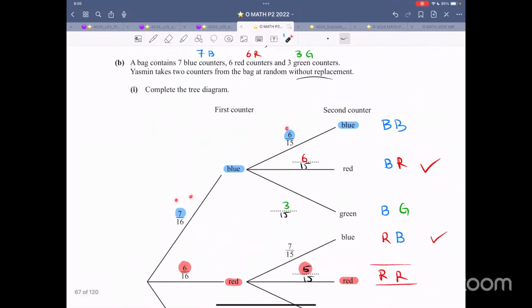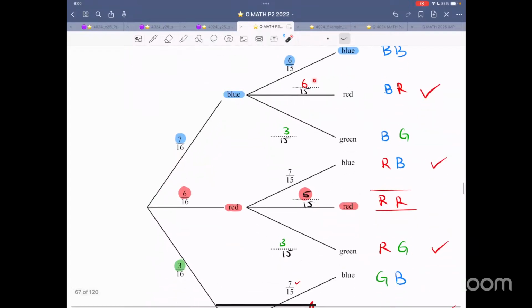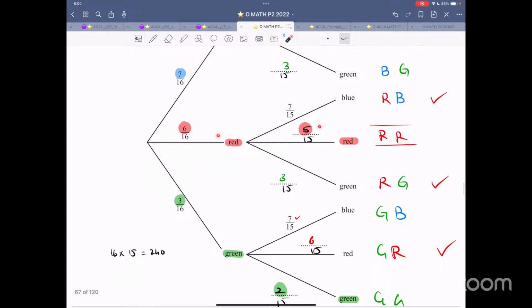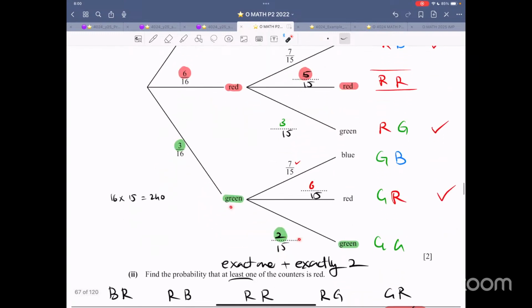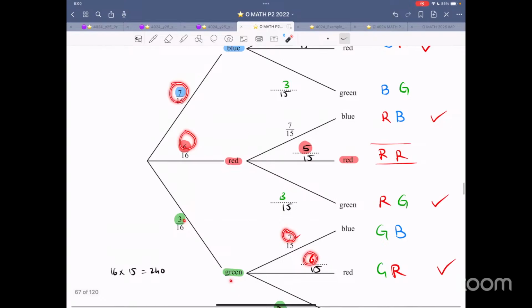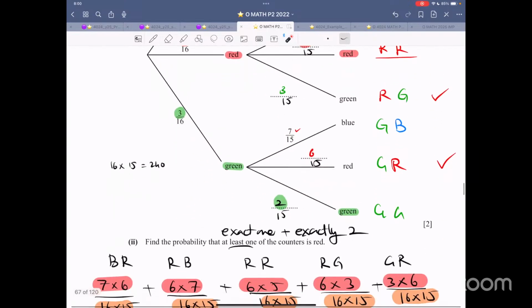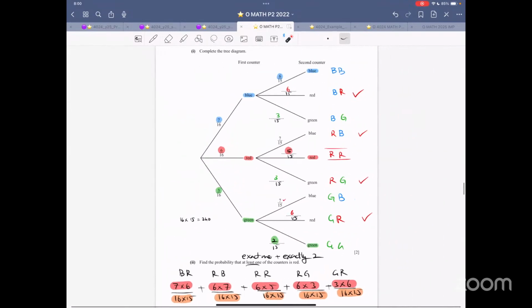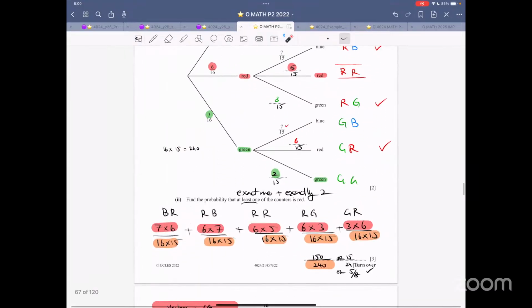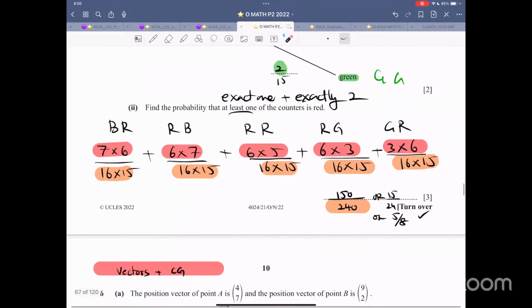Blue after blue, the numerator decreases. The rest of the numerators are the same as the previous one. Red after red, the numerator decreases. The 2 numerators are the same as before. Green after green, 3 becomes 2. The 6 and 7 are the same as before. The rest is just multiplication. Now, what is it asking for? Find the probability that at least one of the counters is red.